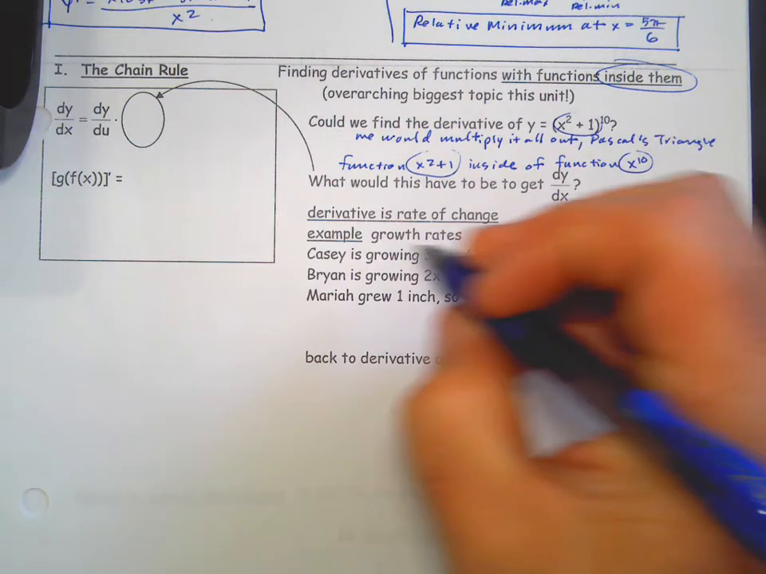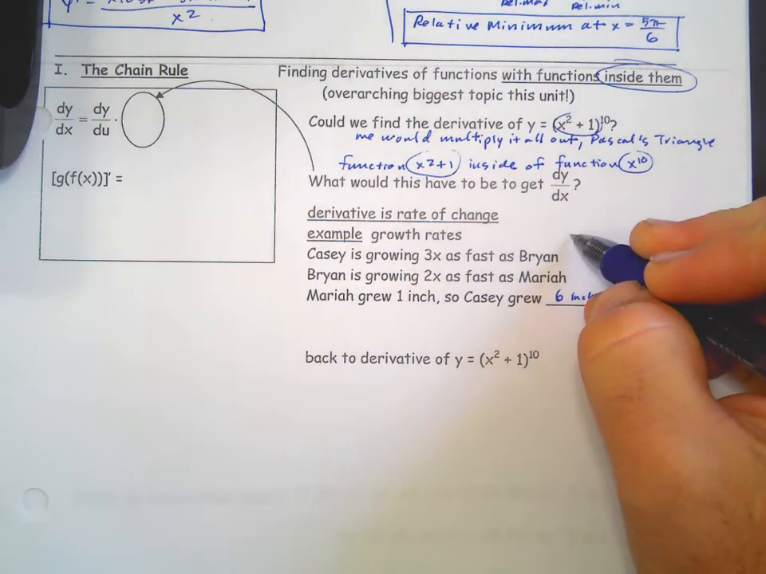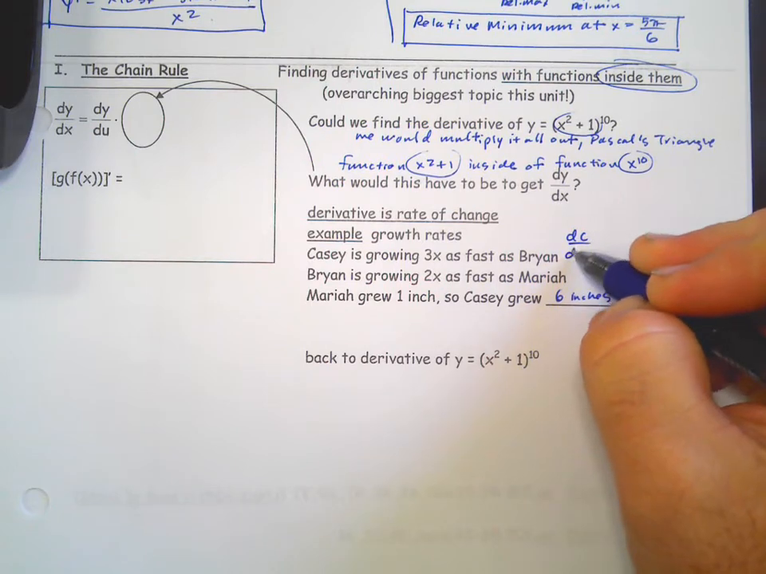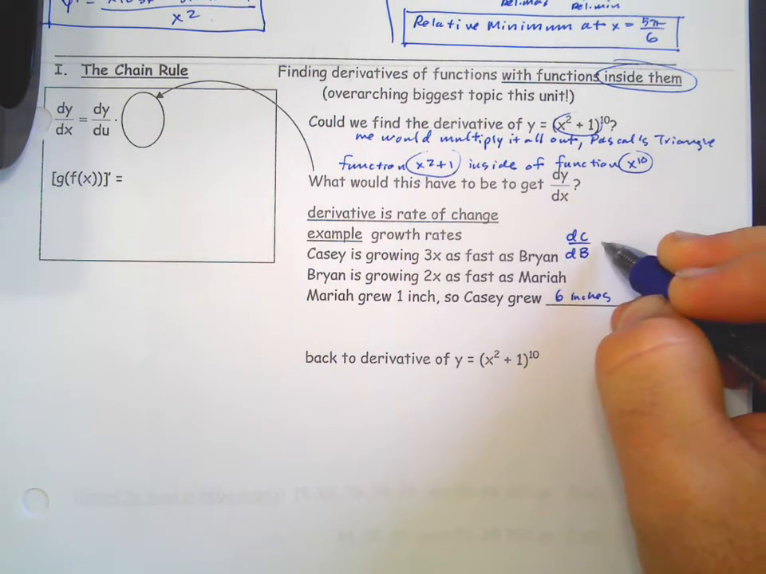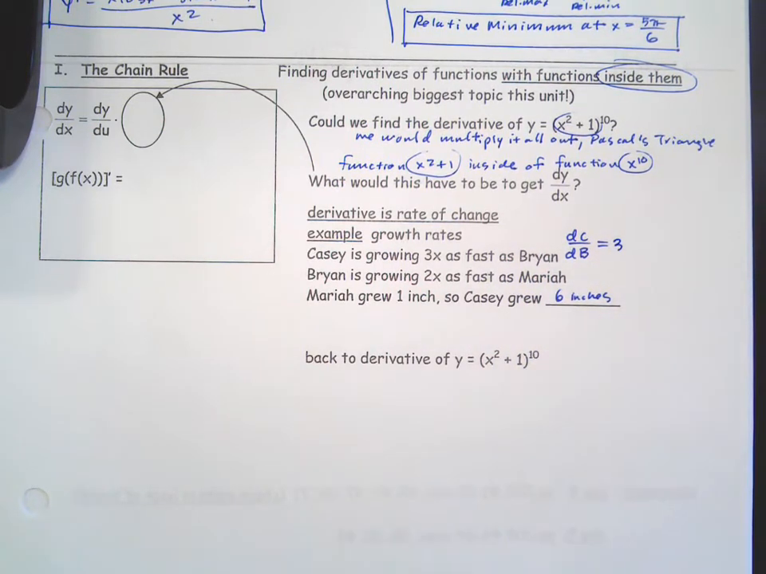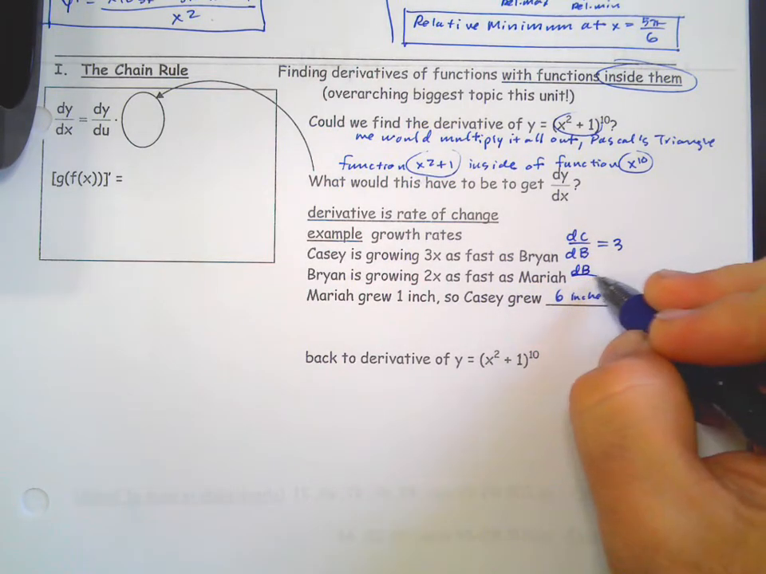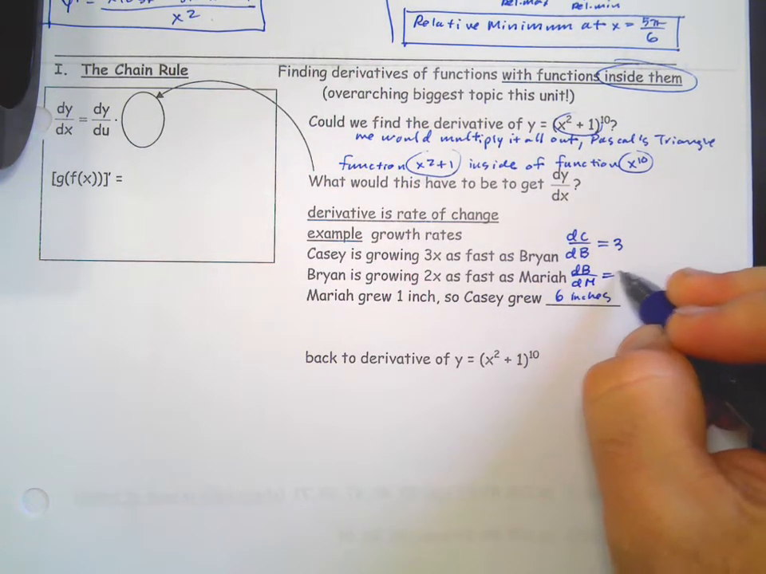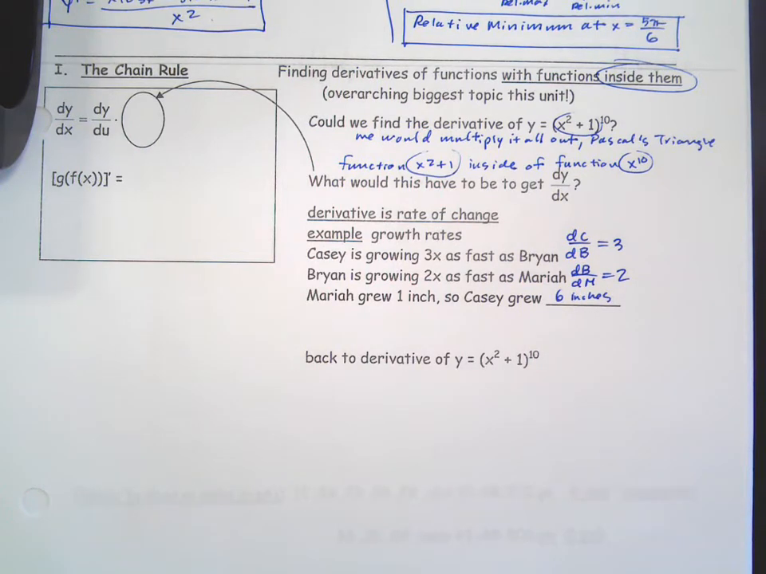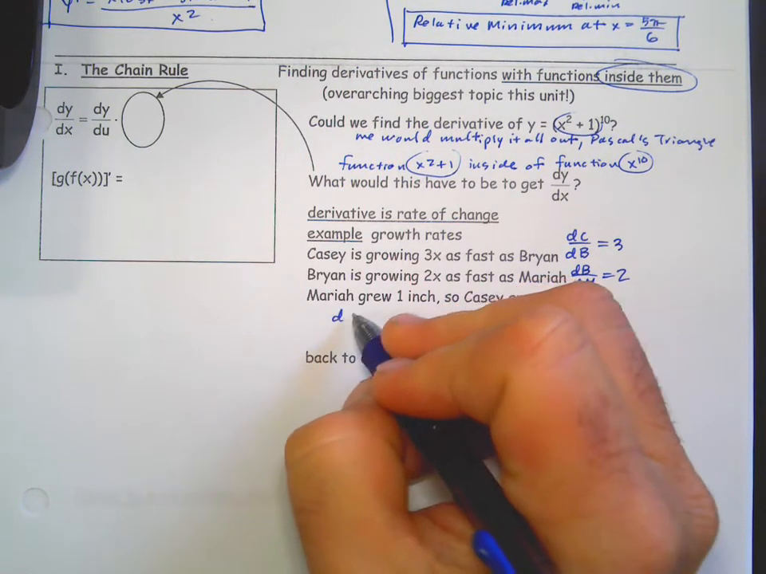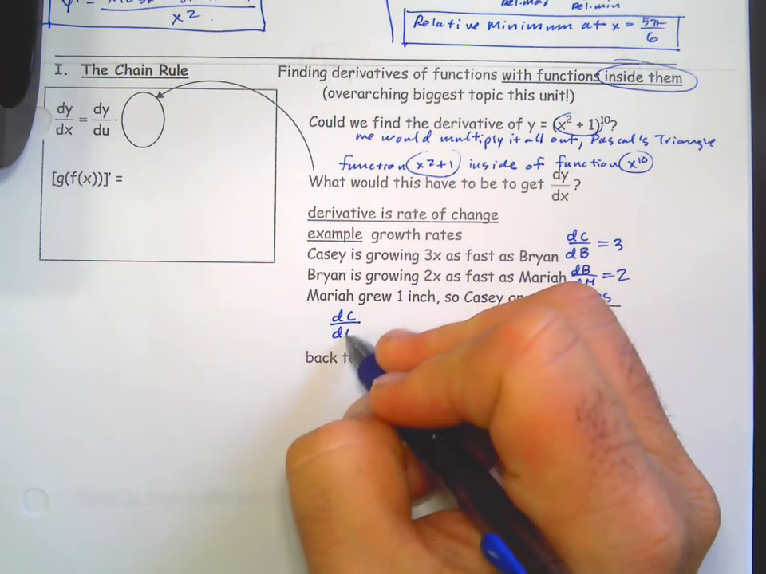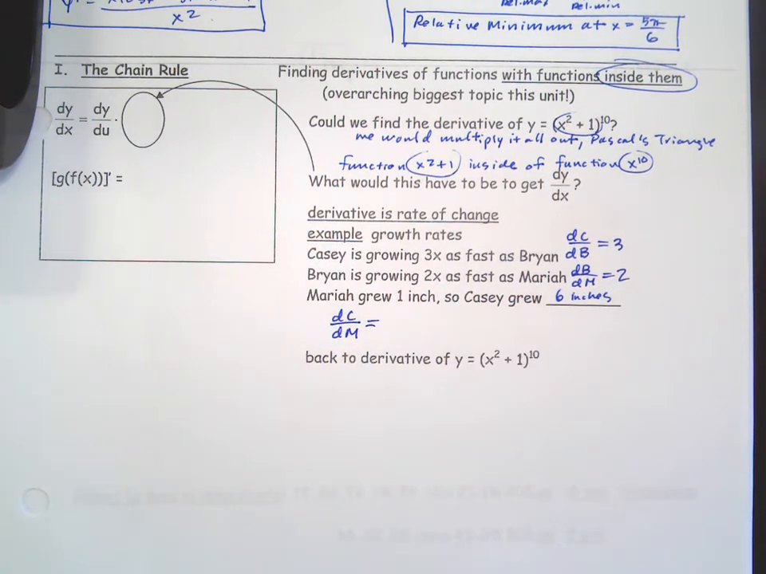In fact, we could write this: dc db, the change in Casey compared to Brian, is 3, right? We could think of that as a derivative. The derivative of Casey with respect to Brian is 3. The derivative of Brian with respect to Mariah is 2. So those are two little separate derivatives. We want the derivative of Casey compared to Mariah, because that would give us our answer. But we have these other two.